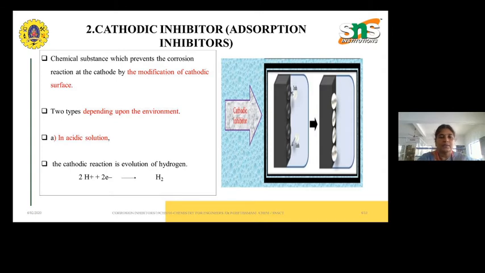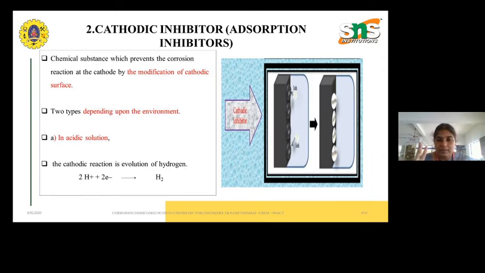A cathodic inhibitor is a chemical substance which prevents the corrosion reactions at the cathode by modification of the cathodic surface. With an anodic inhibitor, we have a substance at the anodic area where corrosion will be protected. Similarly here, we are protecting by modifying the cathode.